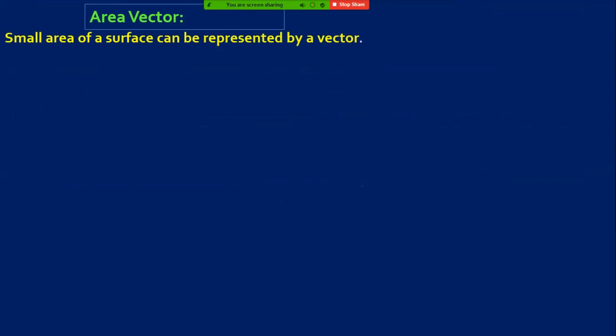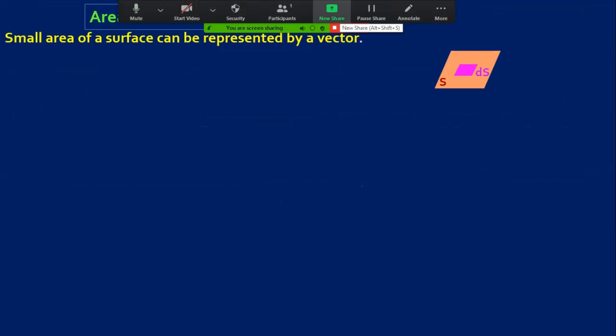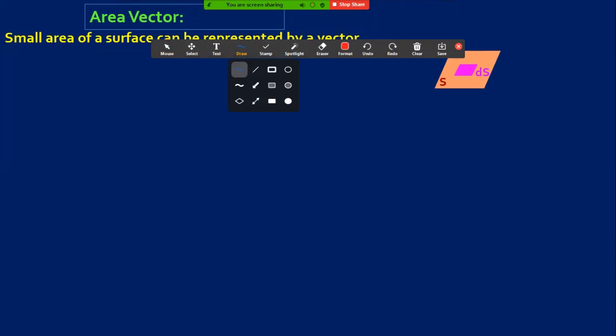Boys, my next topic is area vector. A small area of a surface can be represented by a vector. Let us suppose this is our large area, but this portion is a small area, and it is symbolized by dS. I'm talking about this surface. So let's see area vector.